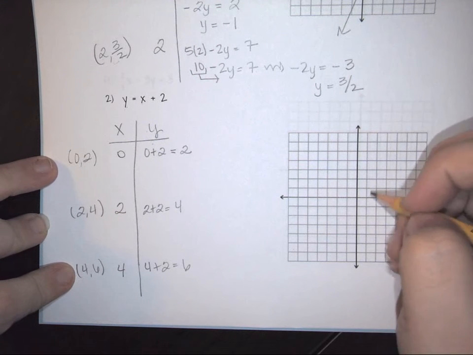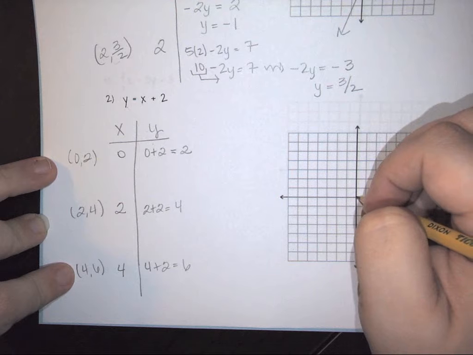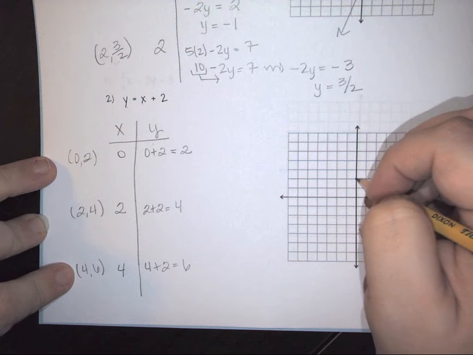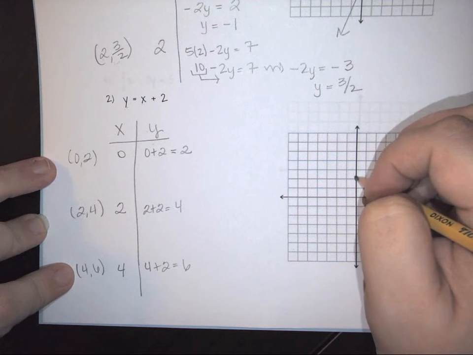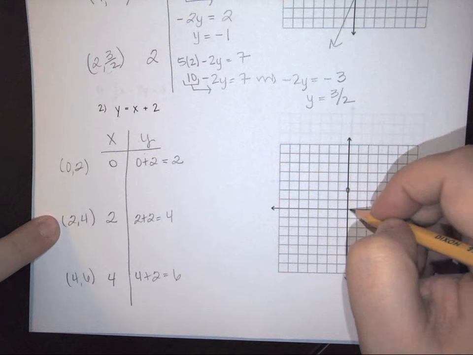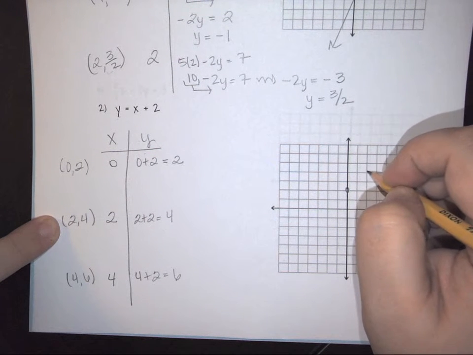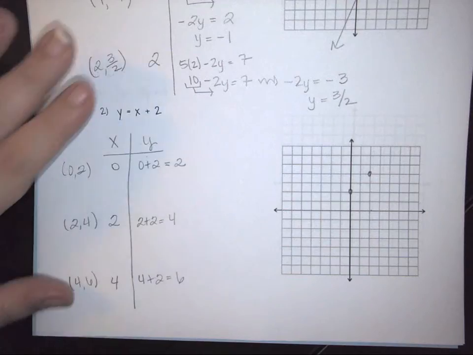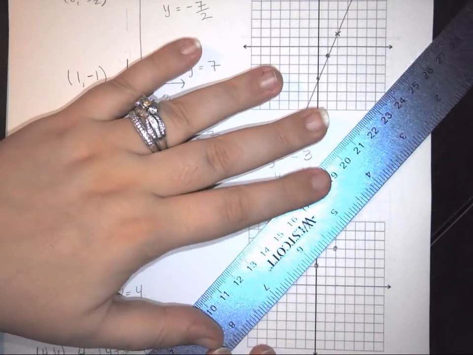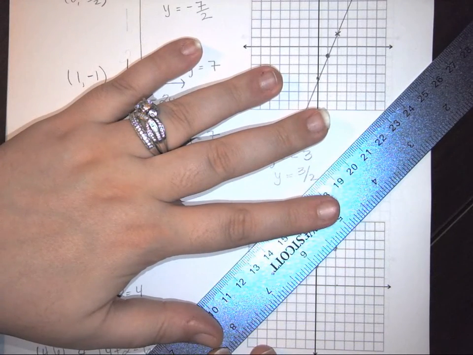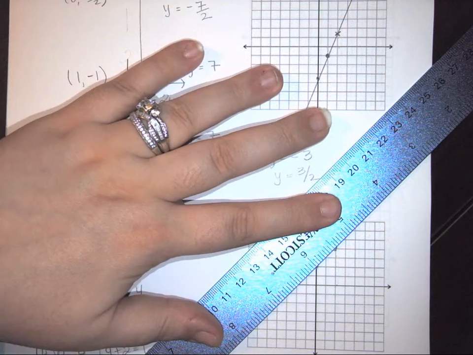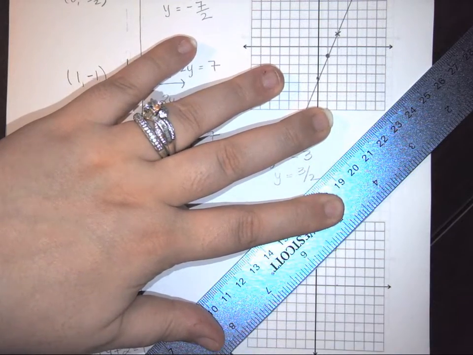So we've got the point 0, 2, so we're not moving left or right any, but we're going to go up 2. Then we have the point 2, 4, so we're going to go over 2 and then 1, 2, 3, 4 from that position. Again, we're going to go ahead and connect our dots to draw our line. So here we're going to connect them through.